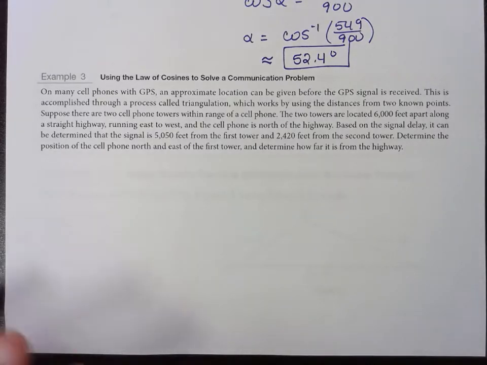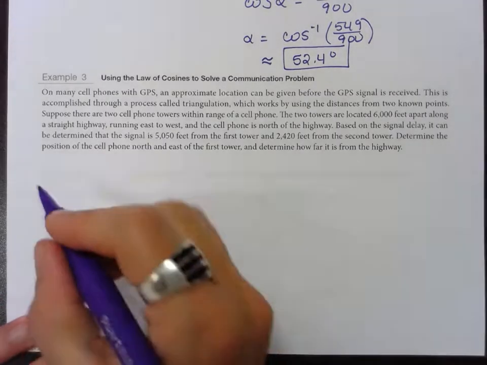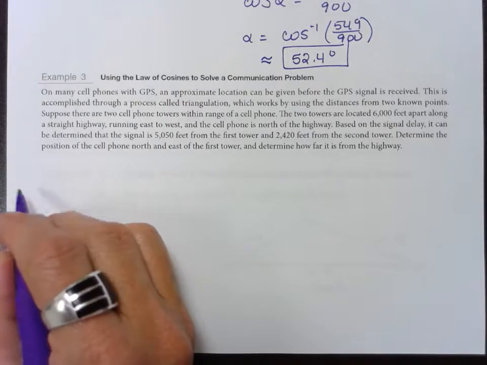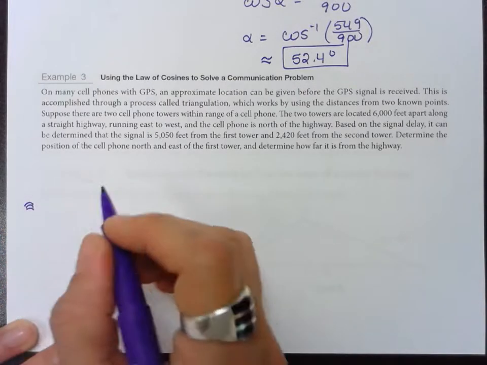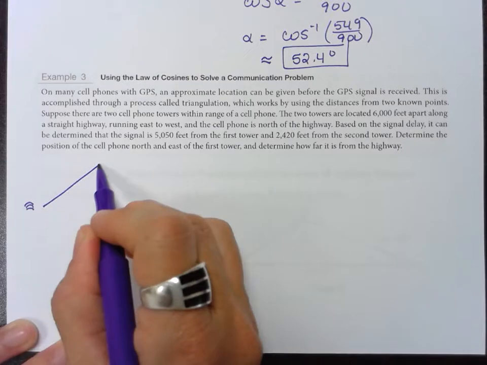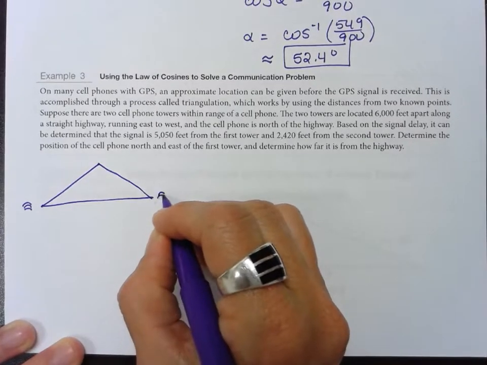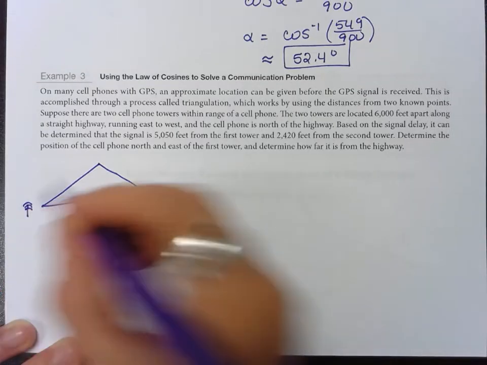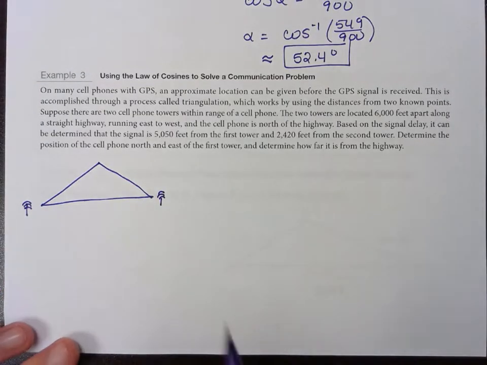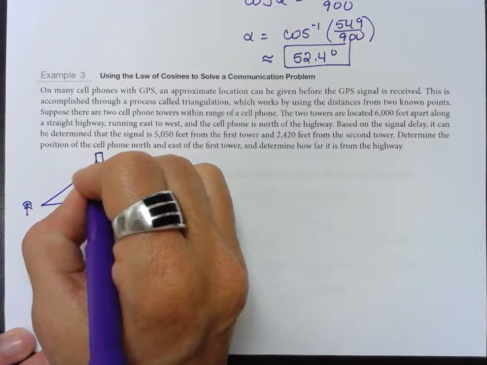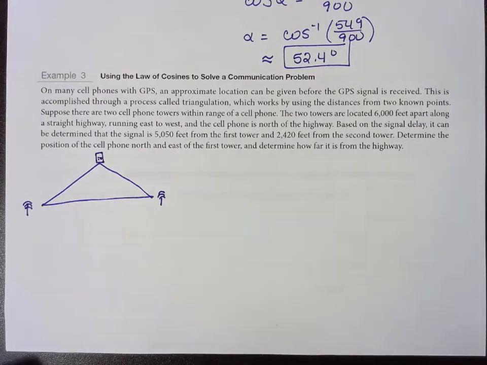All right, so what do we have going on here? Let's draw a picture. So we have these two towers. I'm just going to use this little signal notation. We have these two towers. I know that's a weird looking tower, but there you go. And then we have a cell phone. Don't you just love my pictures?